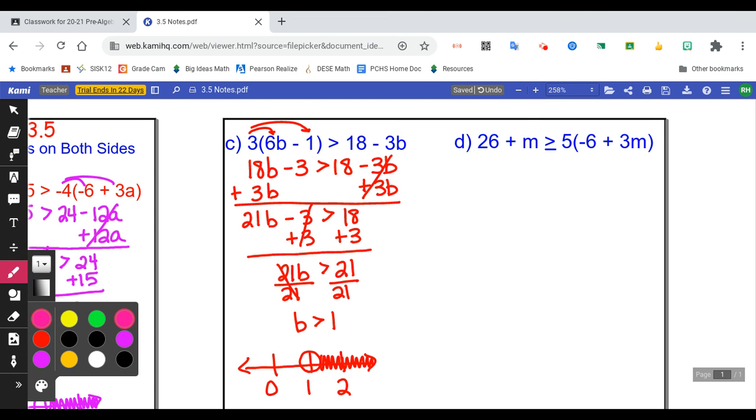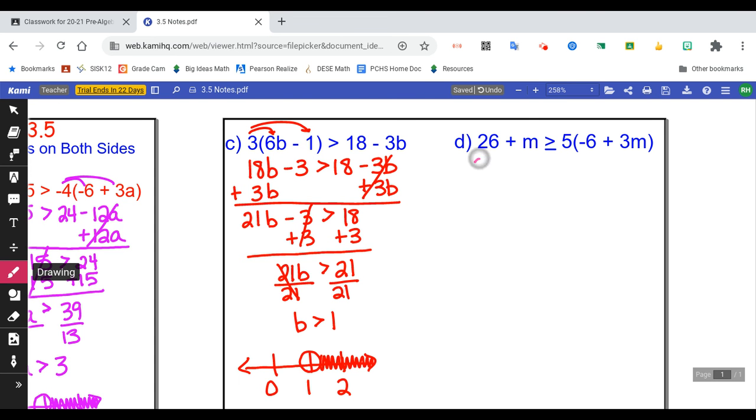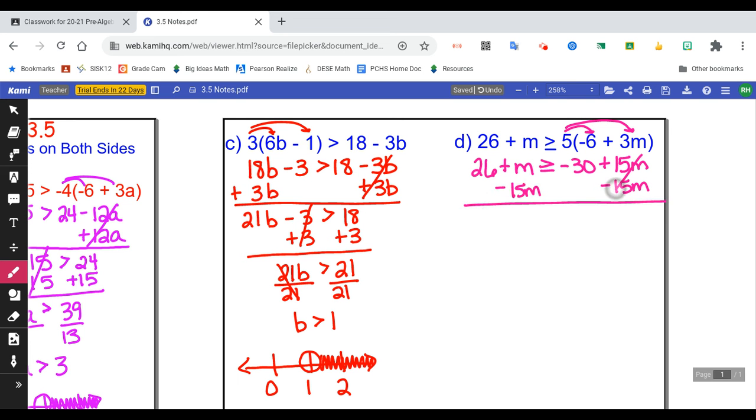We've got 26 plus m, so we can't combine anything there. Greater than or equal to. My 5 is on the outside, so I have to distribute to both: negative 30 plus 15m. Okay, can't combine anymore, so I'm going to move my variables to the left. These are gone. I have 26 minus 14m is greater than or equal to negative 30.